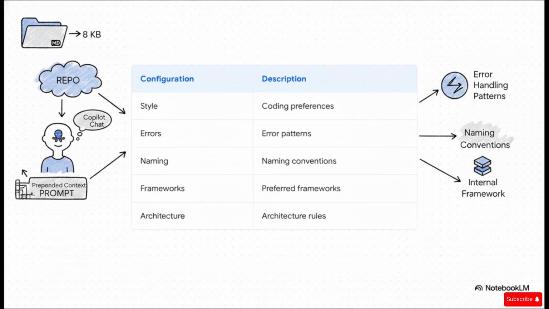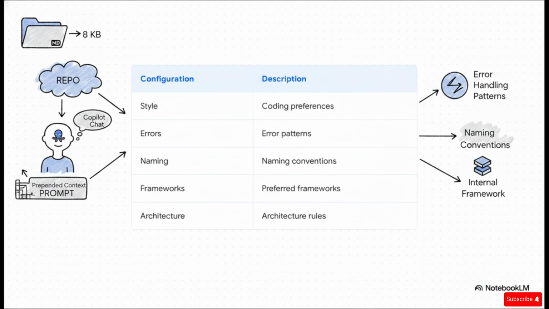This markdown file, which is currently capped at 8 kilobytes, just sits in your repo. Every single time a developer in that repo interacts with Copilot chat, the contents of this file are silently prepended to their prompt as context. This ensures that the AI suggestions strictly follow your custom architectural rules.